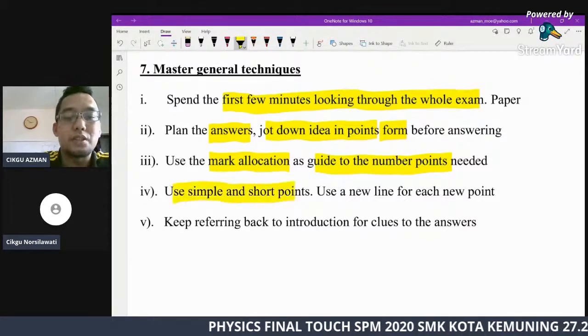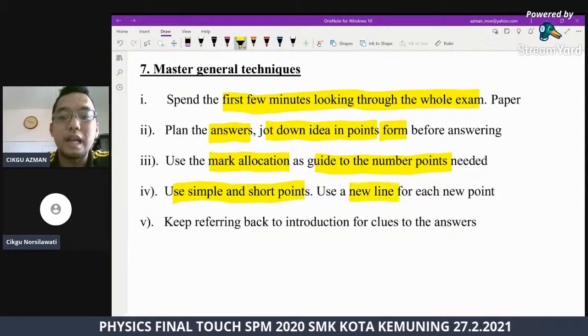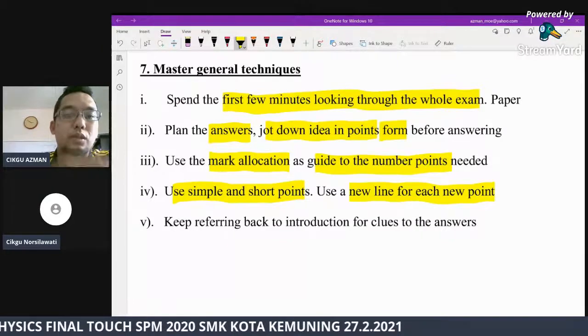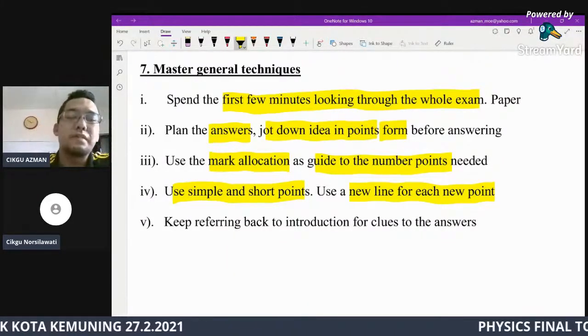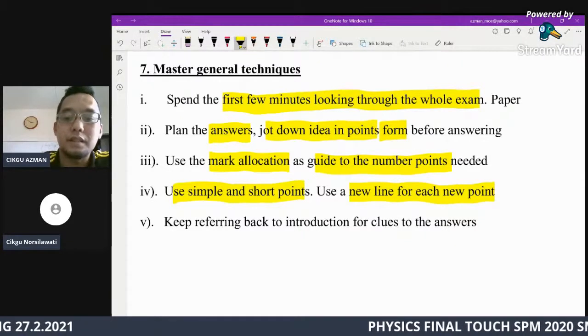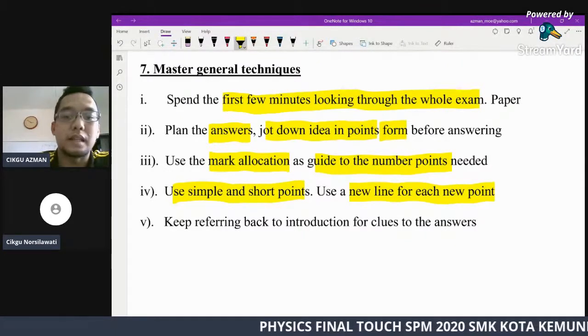Okay, use simple and short points. Use new line for each new point. Okay, maknanya soalan tu biasa dia akan bagi 3 line kan. Then you use new line for different point. Okay, boleh tak boleh buat? Boleh, tak salah pun.